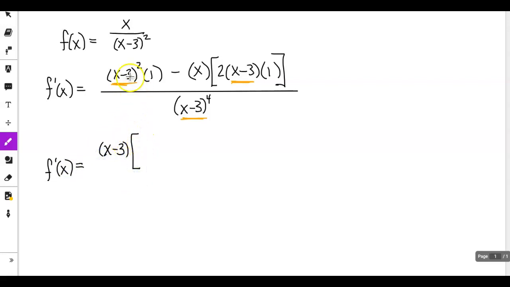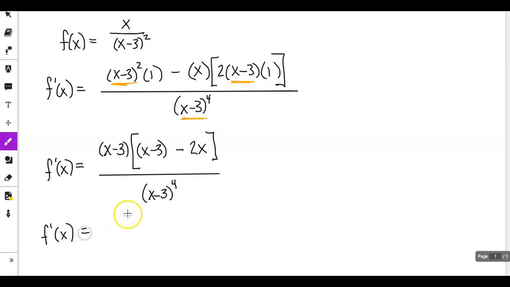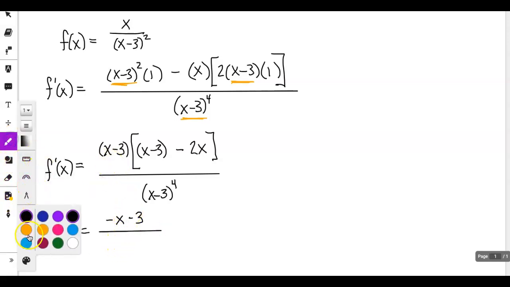And then what I'm going to have left over is one of these x minus 3's minus, and then here I lost the x minus 3, but I still have a 2 and an x, so I would have minus 2x. And then in my denominator, I would have (x minus 3) to the fourth. Now this is where it's super important to go ahead and simplify those x minus 3's. So up top, I have negative 2x plus x, which is negative x, and then minus 3. And then in the denominator, like I said, these simplify right here, and you get (x minus 3) cubed.